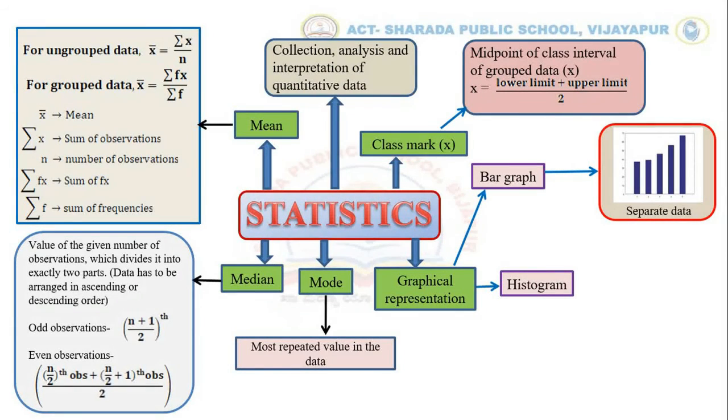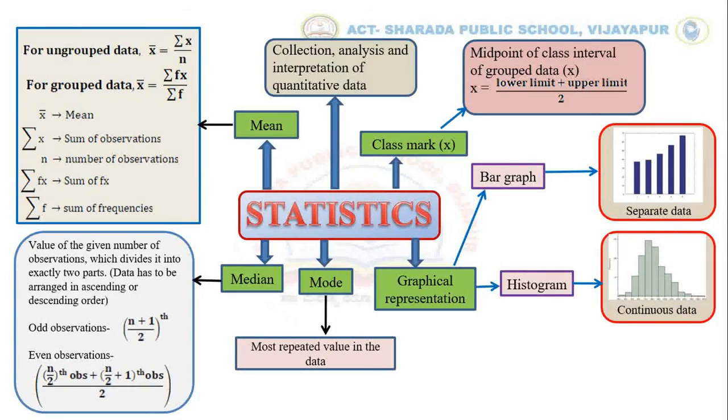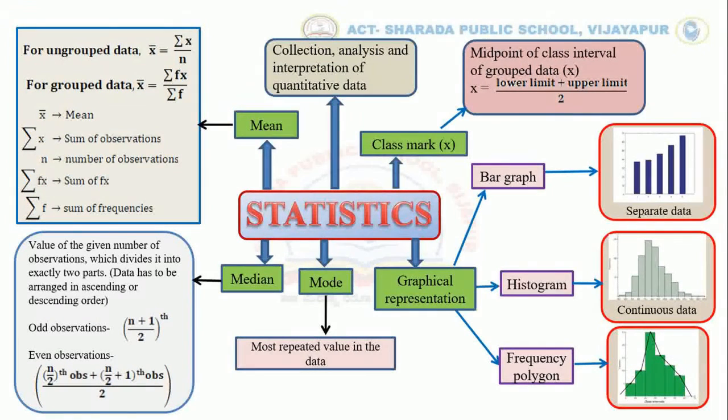Next is the histogram. The difference between bar graph and histogram is, in the bar graph, all the columns are individual, they are separate, whereas in the histogram, they are continuous data. Next, the frequency polygon. It is the continuation of the histogram. When we draw the histogram, the midpoint of each column is marked and only those center points or midpoints are joined together to get the frequency polygon.